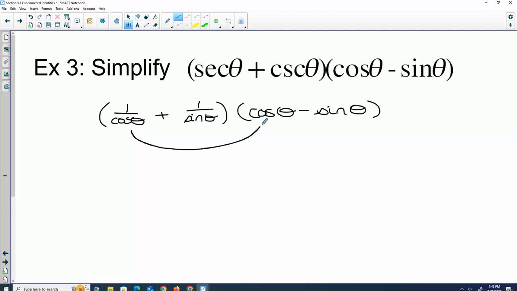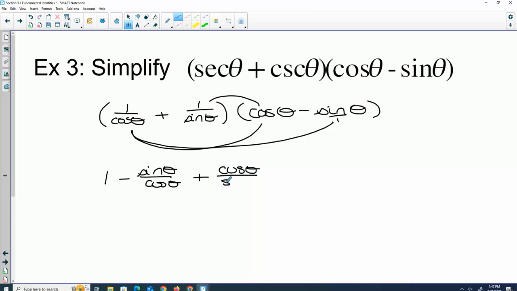What happens if you take 1 over cosine times cosine? It just leaves you with a 1. 1 over cosine times negative sine. So if this is like sine over 1, you multiply the top, so it's negative sine over cosine. You're writing the theta with each of them. I don't always say it, but you should be writing it on every step. 1 divided by sine theta times cosine theta, maybe cosine theta over sine theta. Minus 1 over sine times sine. The sines cancel and just leave us with 1.